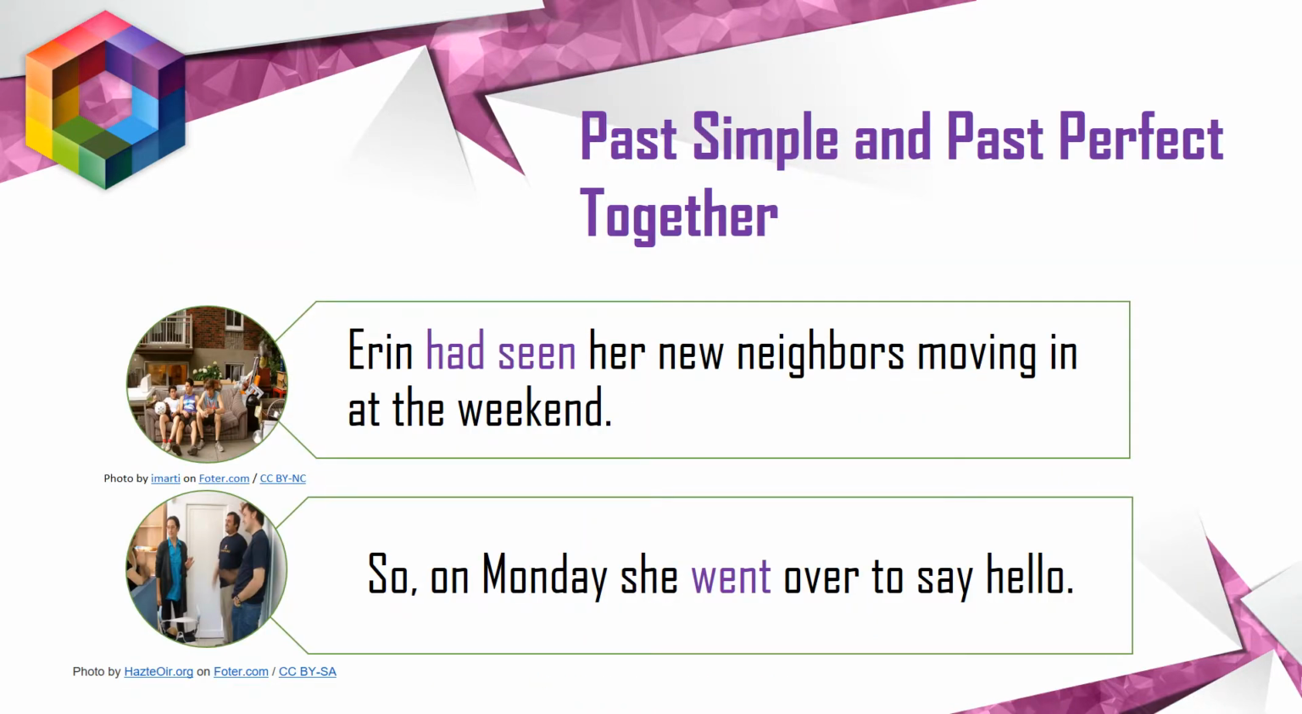The past simple and the past perfect work together well. Why? Because the past perfect tells us about the order of events. The past perfect describes the event that happened first. For example, Erin had seen her new neighbors moving in at the weekend, so on Monday she went over to say hello.